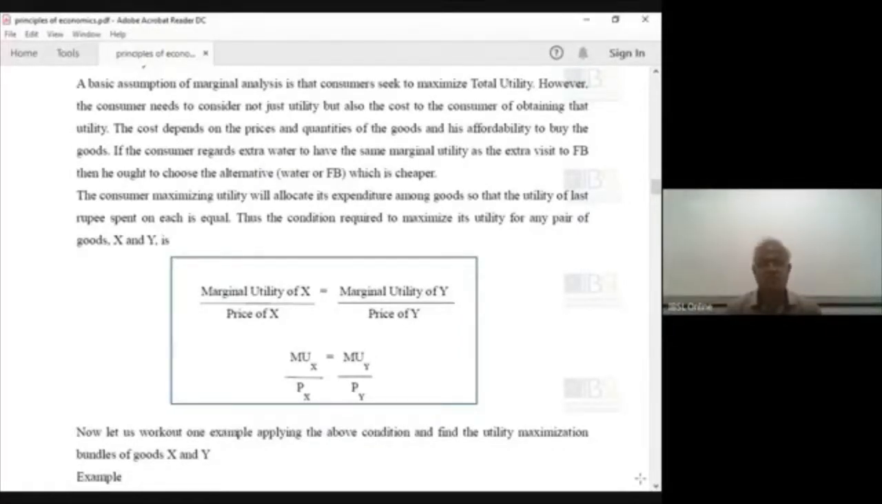Now let us work out one example applying the above condition and find the utility maximizing bundle. Now this is the question. There's a small problem in how to calculate this.